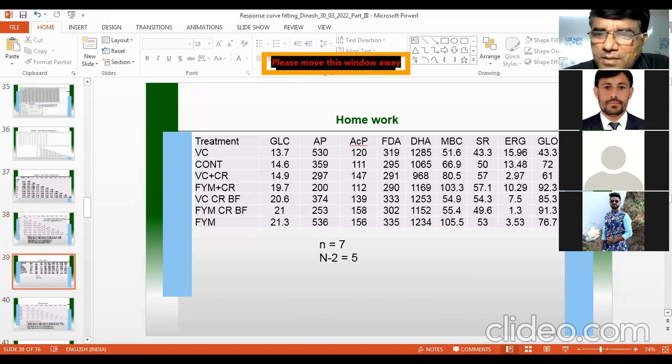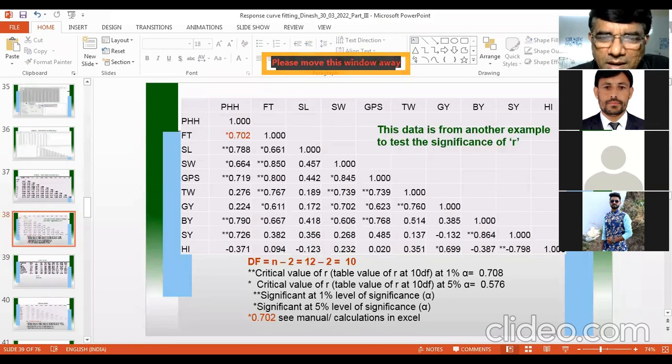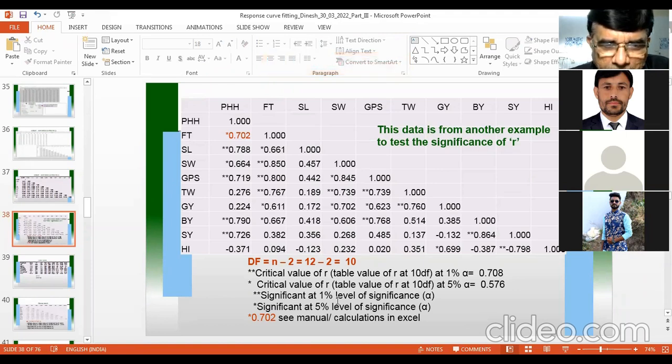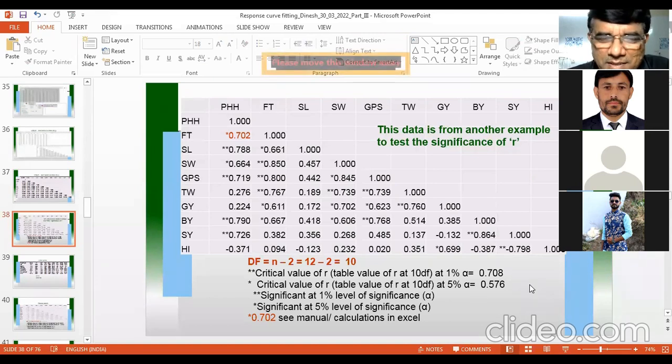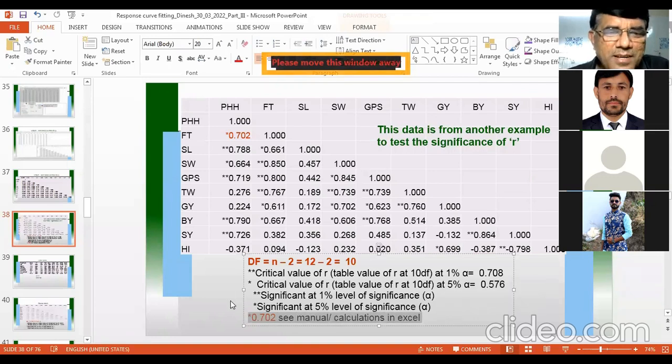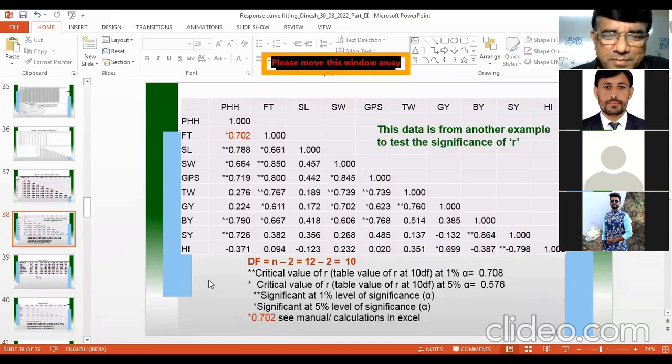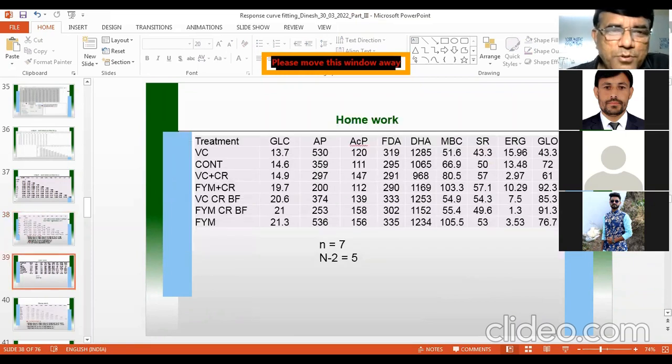Now this is your homework. Yes, sir. Sir, what about the last line, sir? 0.702. What about the last line? The same manual or calculation in Excel. What about it? Sir, what about it, sir? The last line 0.702, manual calculation. It is nothing for you. Nothing for you. Okay, sir. This is for my work. Okay, sir. So this you try yourself, try your hands on in Excel yourself.